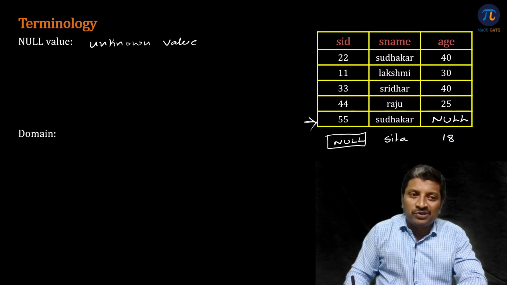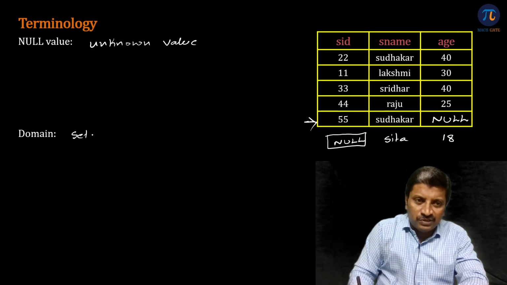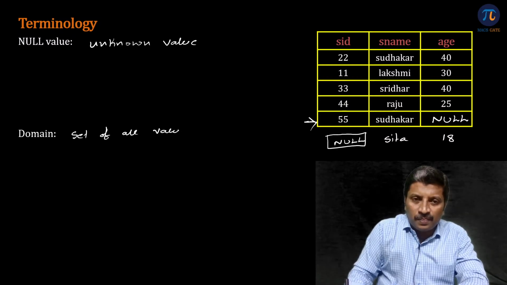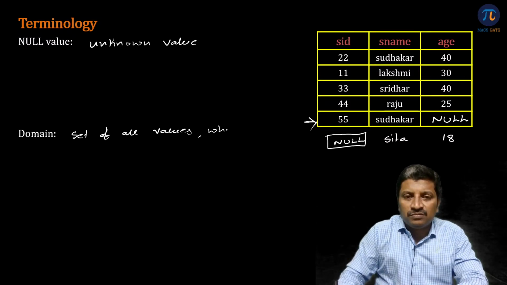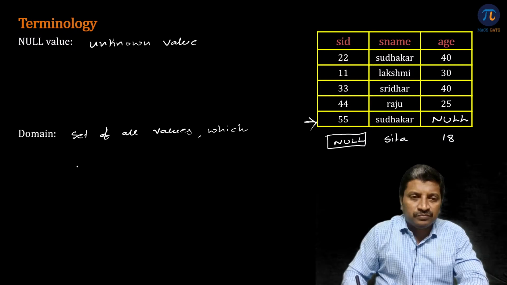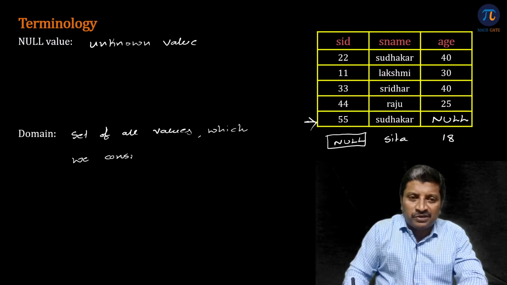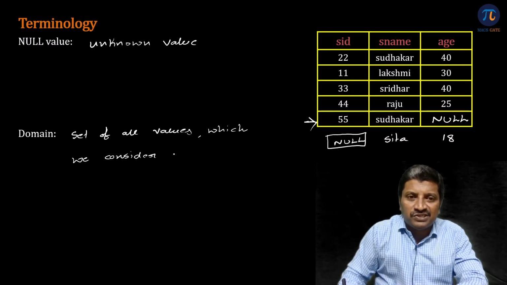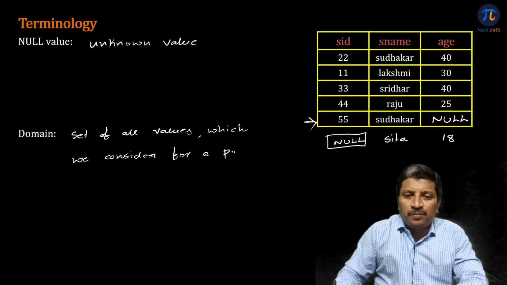Then the most important one, domain. What is domain? Let me give the definition. The set of all values which we consider for a particular attribute.